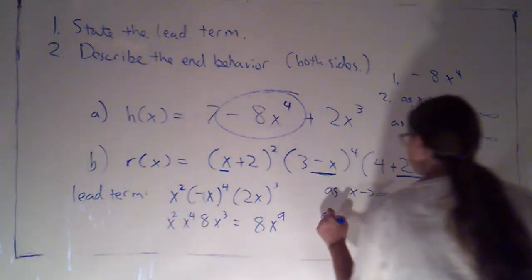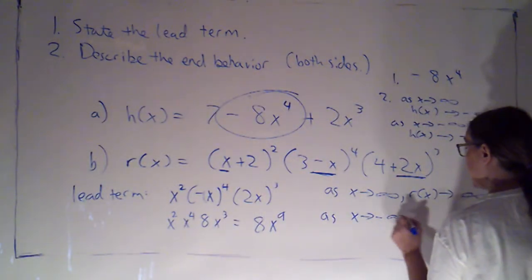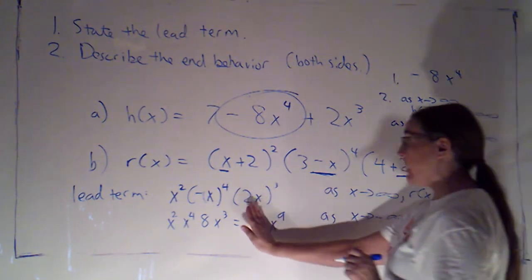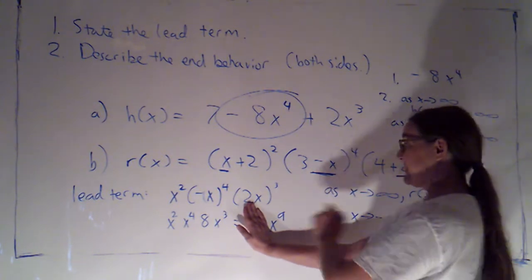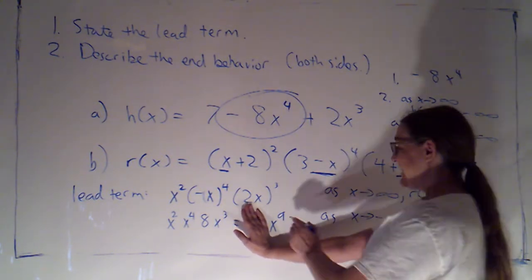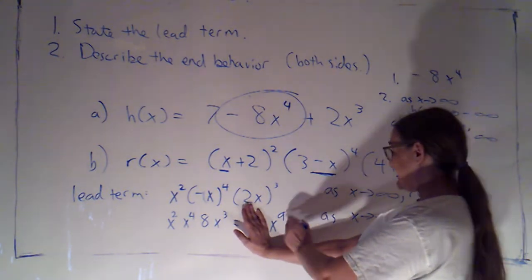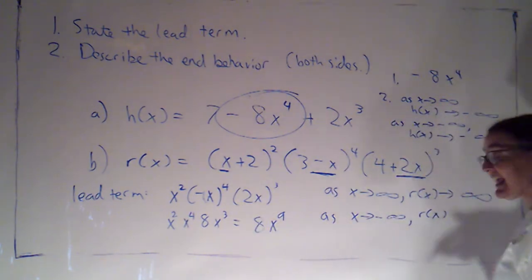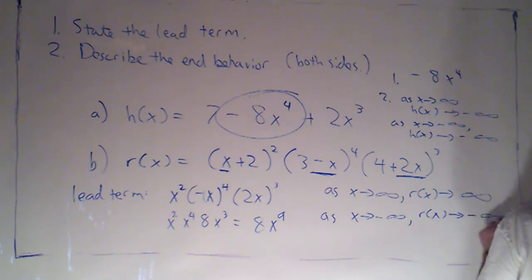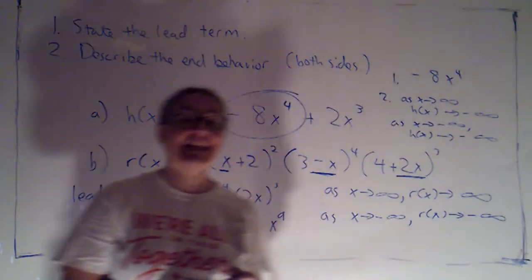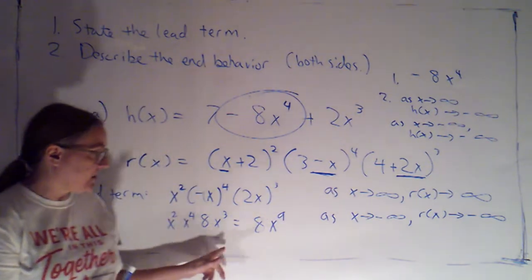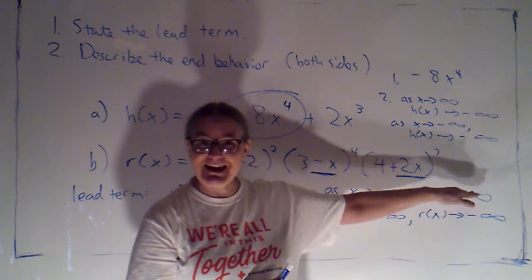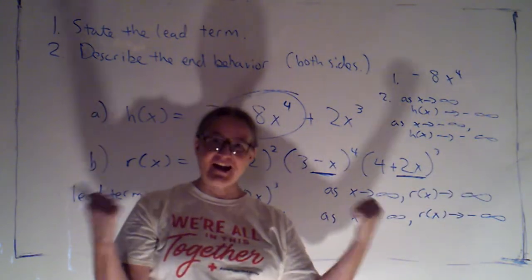But when x is going to negative infinity, I need to be a little bit more careful because the end behavior of the power part is different depending on whether the power is even or odd. Now, since 9 is odd, x to the 9th would be going to negative infinity. When I multiply that by 8, I don't change the sign, so r of x will be going to negative infinity. Notice the lead term was an odd power, and I've got opposite behavior on the two sides of my graph.